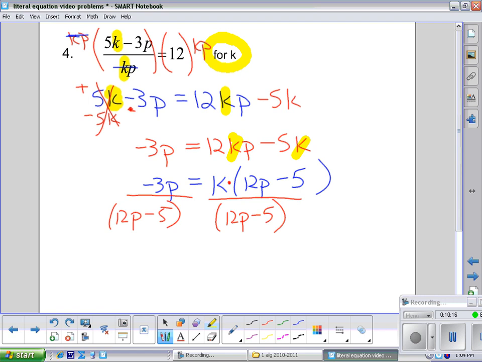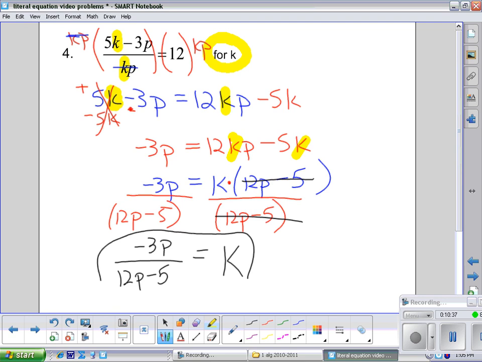I am canceling out the entire factor of 12p minus 5 with the entire factor of 12p minus 5, and all that's left on the right-hand side of the equation is k, which is what I'm looking for. And so my final answer, and I'm going to leave it in this form, is negative 3p for the numerator over 12p minus 5 for my denominator. And that is how you solve that particular problem for k.